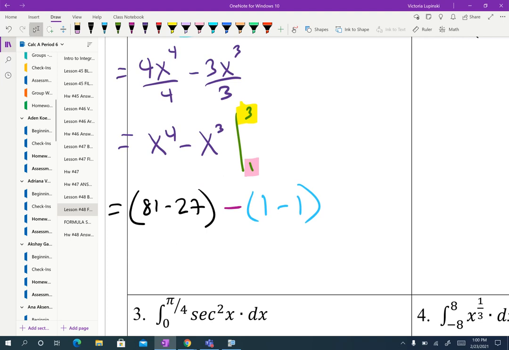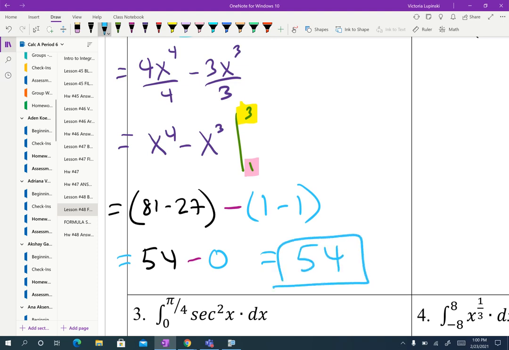Whether you do each parentheses first and then calculate from there, or whether you distribute the minus, you're going to get into a routine as you go in terms of what is the best way to go about it. I'm going to do it one parentheses at a time. So 81 minus 27, that's going to give me a 54. Minus 1 minus 1 is going to give me a 0. And 54 minus 0 is 54.